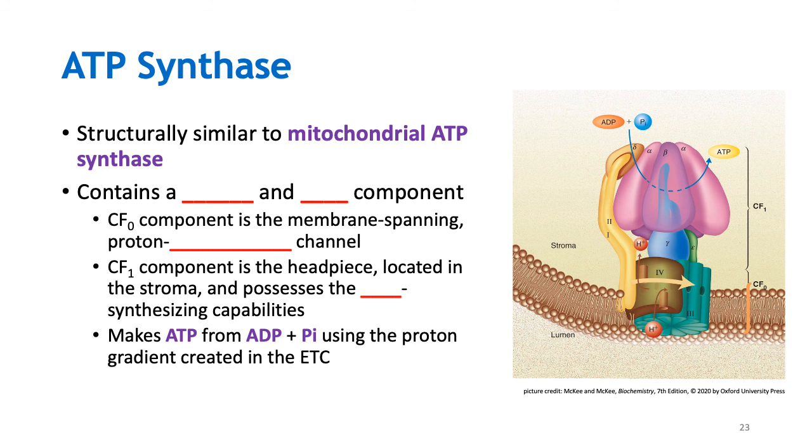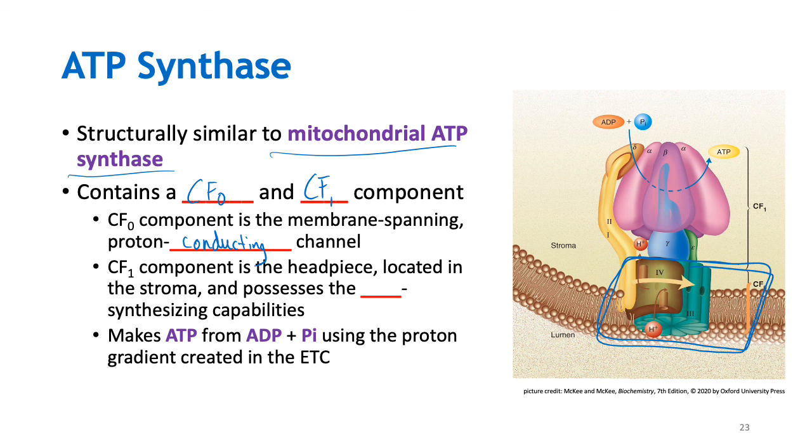So ATP synthase in photosynthesis is very similar to the mitochondrial ATP synthase. It contains a CF0 and a CF1 component. The CF0 component is the membrane-spanning proton conducting channel. And so that would be this part right here if you look over at the drawing. So that part conducts protons. Here's your lumen, so this is where all your H pluses are. Remember, you can think of the lumen as kind of like the intermembrane space of mitochondria.